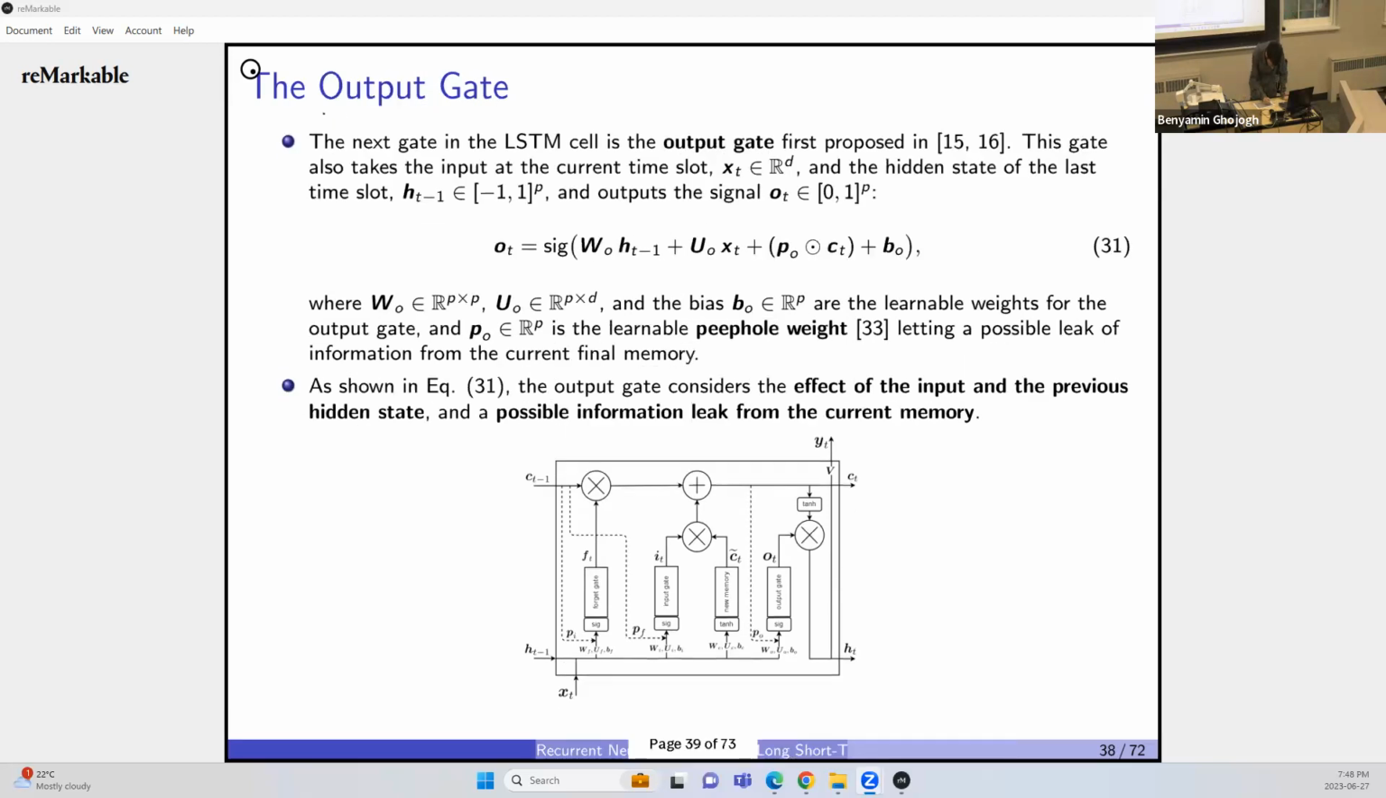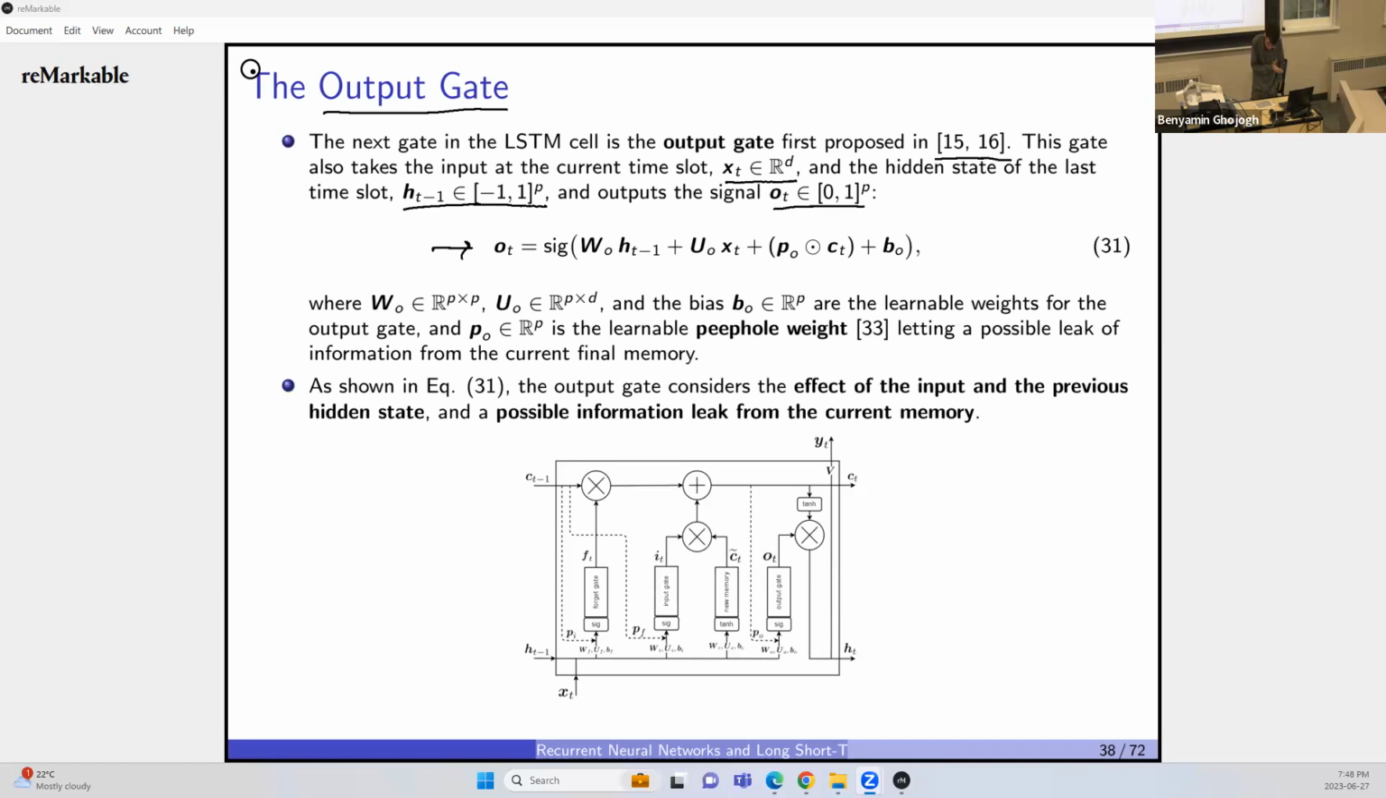But then we have the output gate. What does it do? Proposed in equations 15 and 16 in the original paper of LSTM. This gate takes the input at time t, also the state at the previous time, and outputs OT. Here, again, it is very similar to the previous gates. However, as I said, it plays another role in the LSTM cell.